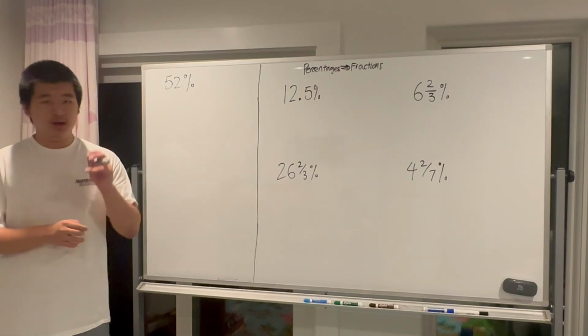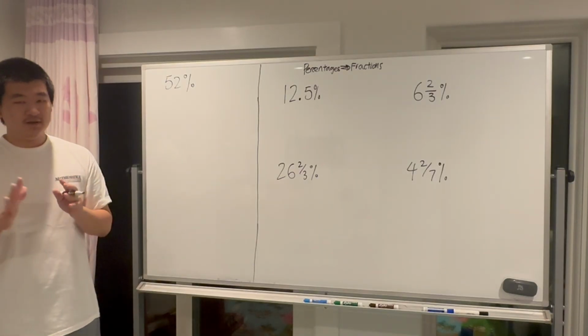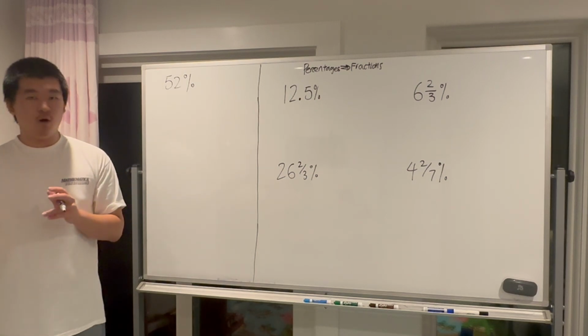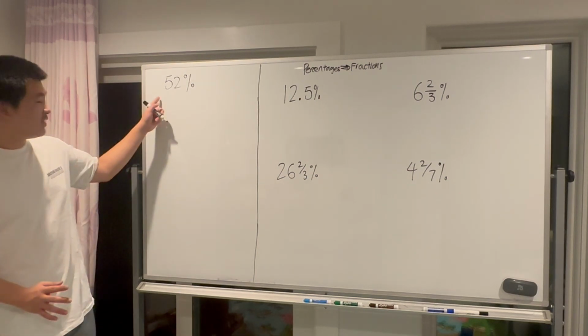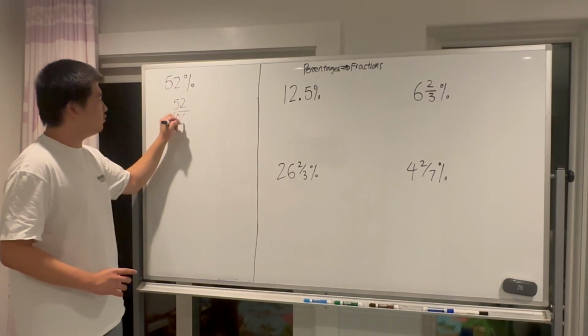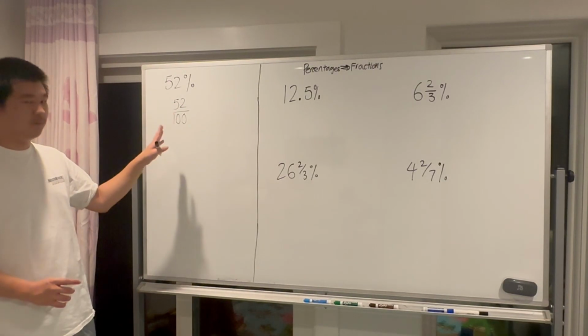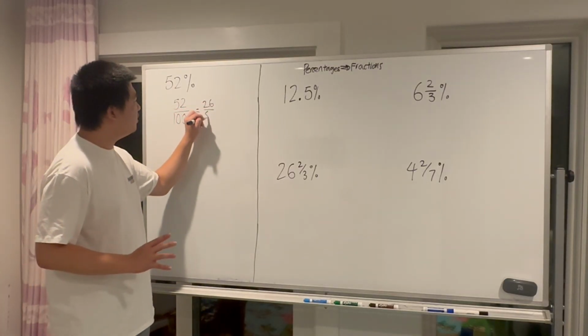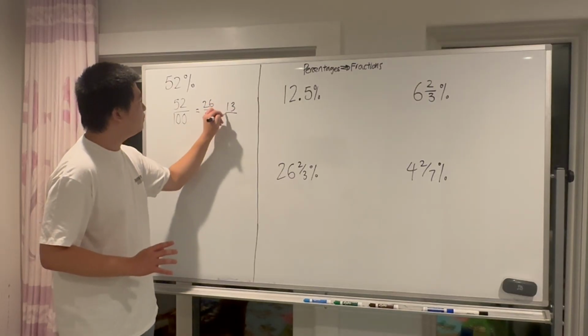It is a fraction because cent as a prefix means like 100, right? So percent means over 100. For example, this is actually just 52 over 100. So if I asked you to convert this into a fraction, all you would have to write is 52 over 100 and then simplify it, of course. Simplified, you would get 26 over 50 equals 13 over 25.